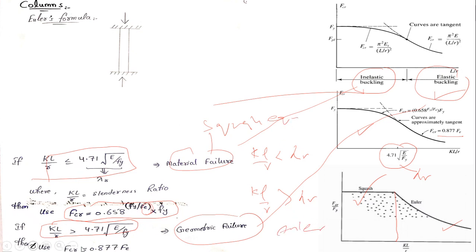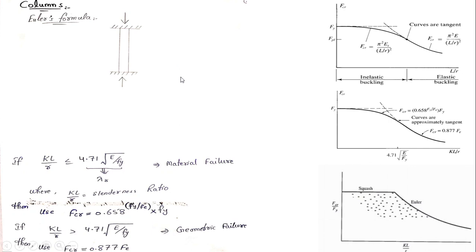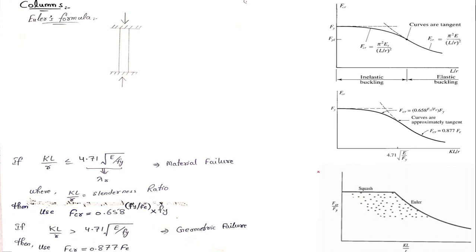So the summary is, a column may fail according to the Euler equation, due to buckling. In that case F critical would be this. It means KL by R is greater than lambda R. A column may also fail due to material failure. In that case KL by R would be less than lambda R, and that would be governed by using the squash equation, and the squash equation is this one.